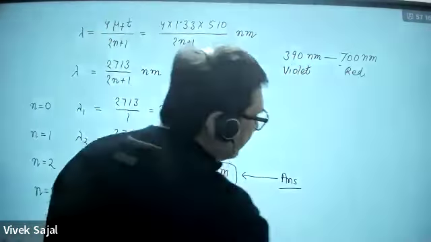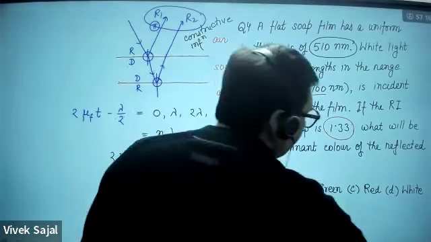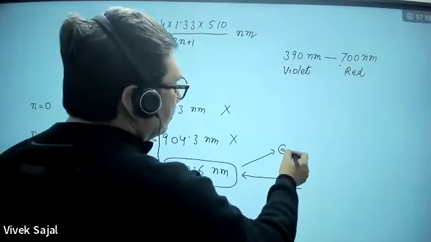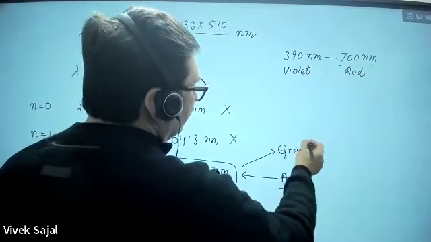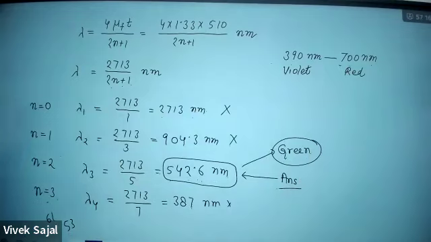So which one is left? It cannot be violet, it cannot be red, it cannot be white. So what will it be? This will be green color. So green color wavelength will dominate in the reflected light. So that is going to reflect.